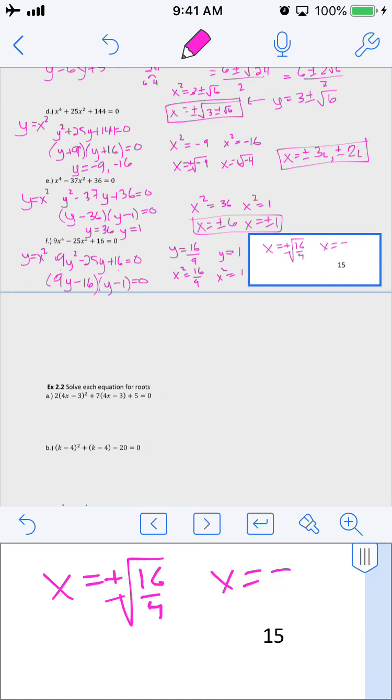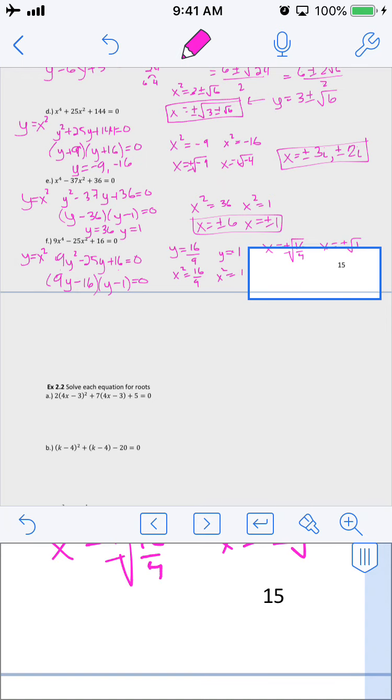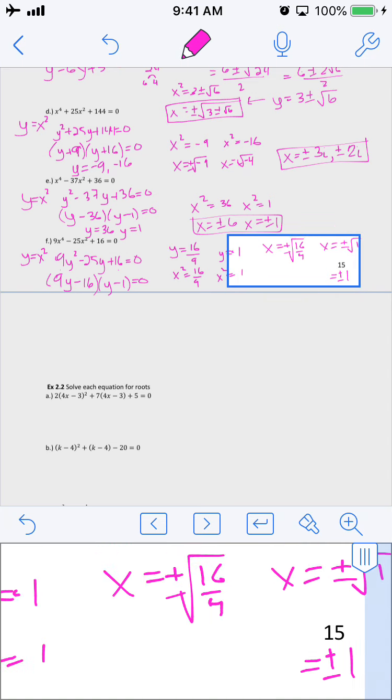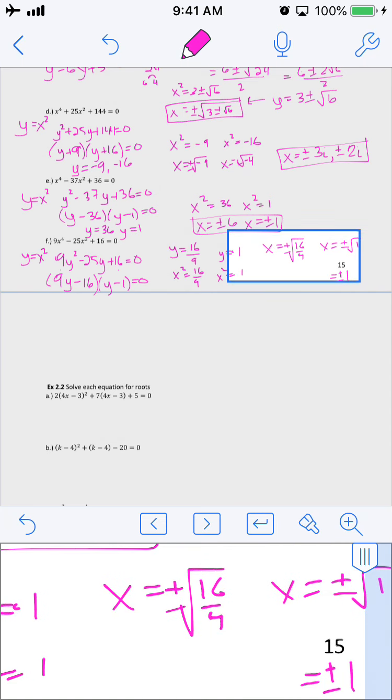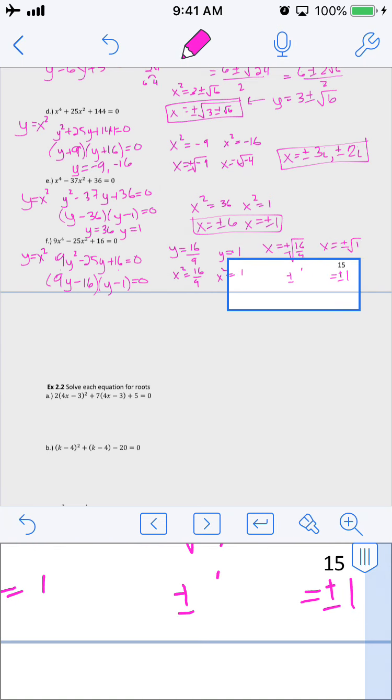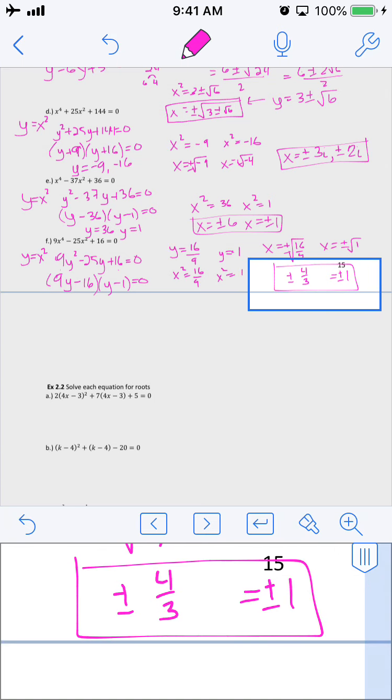Or x is equal to plus or minus the square root of 1. This one's pretty easy to see. It's just going to be plus or minus 1. But this one, we have 16 and 9, so 4 over 3, so plus or minus 4/3 would be our answers.